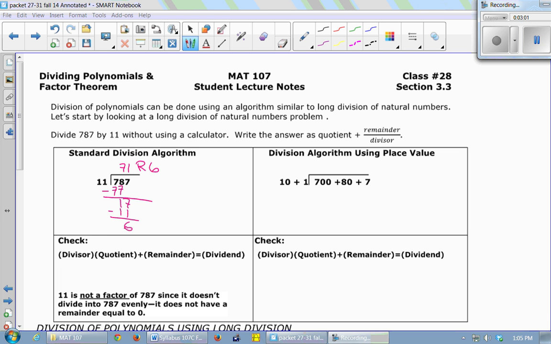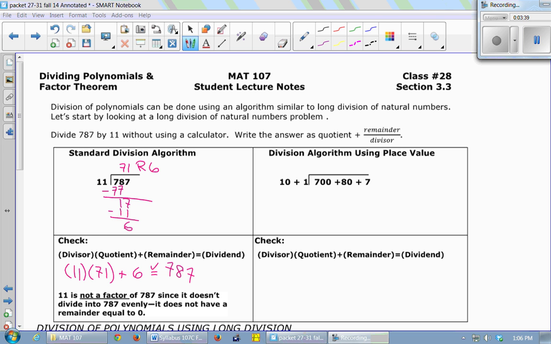So my answer was 71. So it says the divisor times the quotient plus the remainder should equal the dividend. So my divisor was 11. That's the number that is going in. My quotient was 71 plus my remainder, which was 6. Right. 11 times 71 plus 6. Somebody have a calculator? 787. So because it comes out to 787, we got it right, right? It comes out to the dividend.